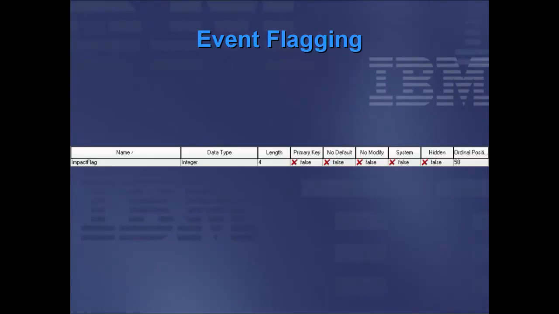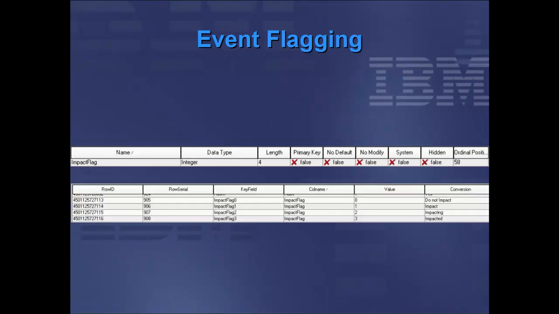I tend to create a new integer field in the alerts.status table of the object server called impact flag, although one can name it as desired. I then tend to use object server conversions to display a human readable interpretation of the value in the event list.